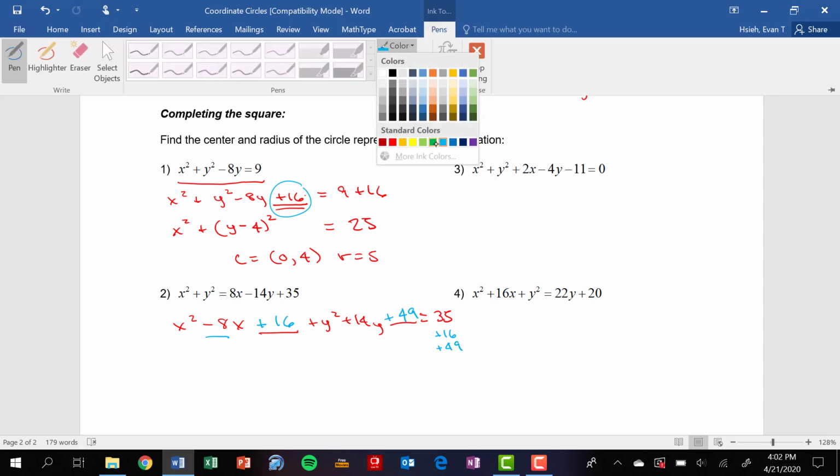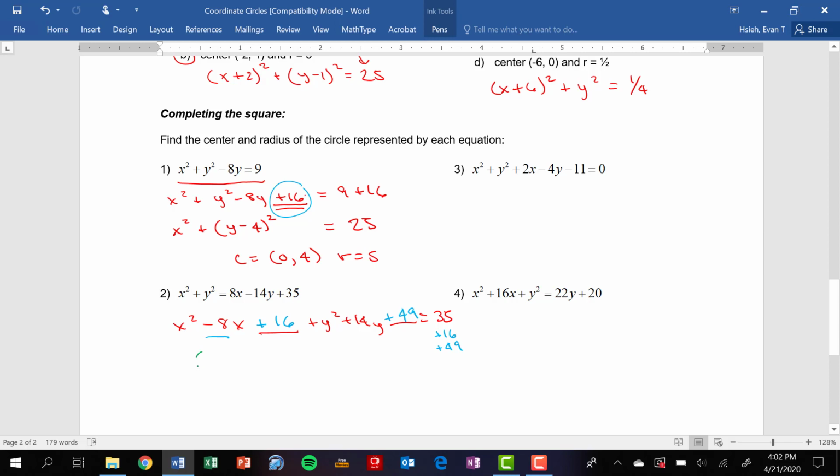Now I go ahead and factor the left side. I get (x - 4)² + and then I'm going to factor this guy right here, (y + 7)² = and then I'm going to get 100 when I add all that together, which puts it in the form for a circle. And so the center is (4, -7), and the radius is just going to be 10.